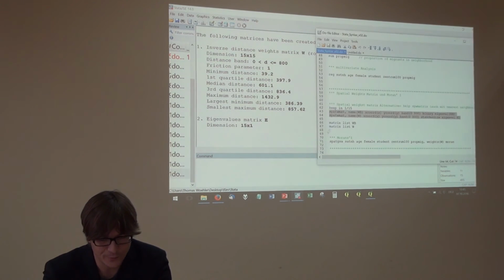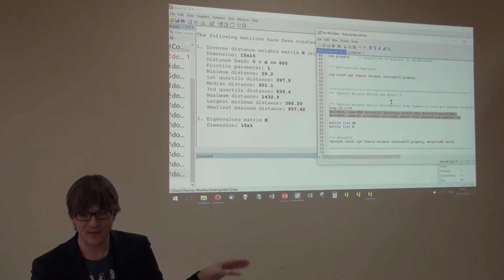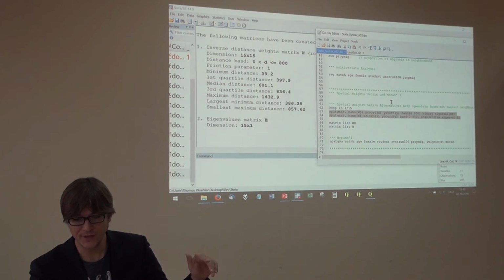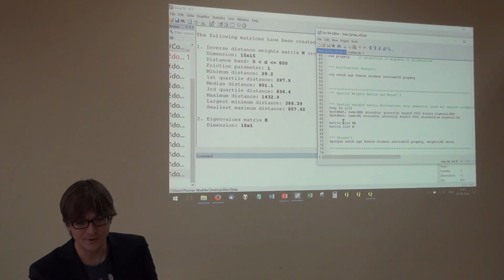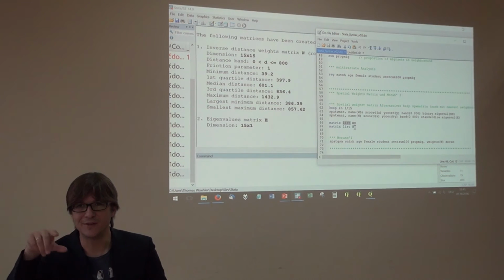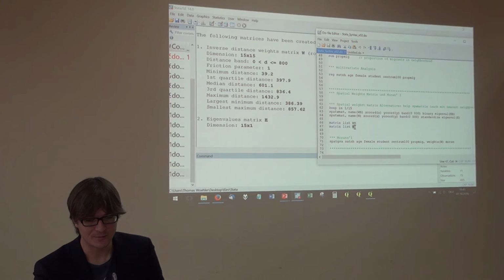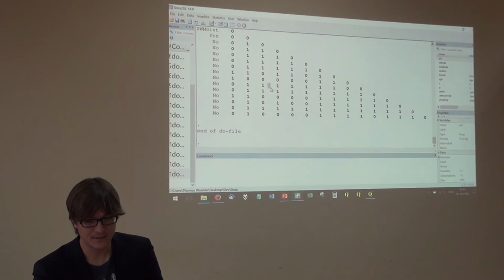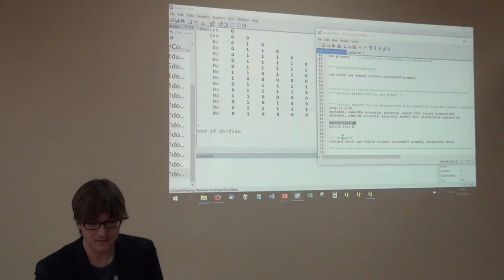And so we gave the names WB for binary and W, and now with the command matrix list, and then the name, we can just have a look at these matrices. WB is the binary matrix, and this is what we would expect. The 1 stands for they are neighbors, the 0 stands for they are not neighbors, and it's non-standardized.